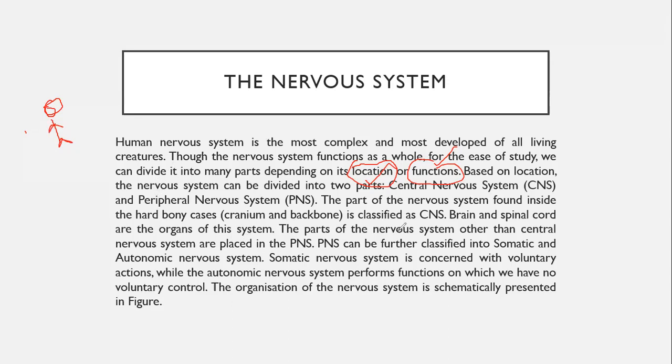The part of the nervous system other than the central nervous system is placed in the peripheral nervous system, which can be further classified into somatic and autonomic. The somatic nervous system is concerned with voluntary actions, while the autonomic nervous system performs functions over which we have no voluntary control. That is, no control. The organization of the nervous system is schematically represented in the figure which we already saw in the earlier slide.